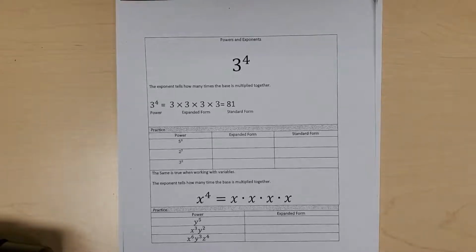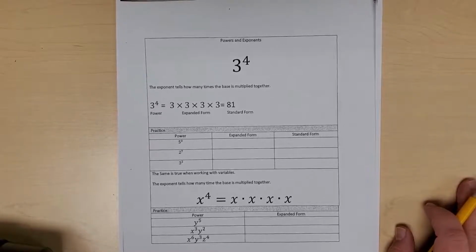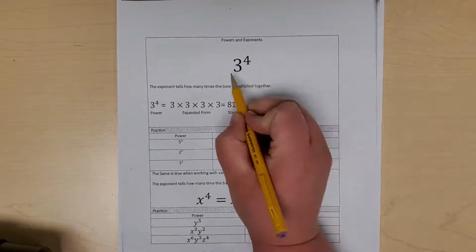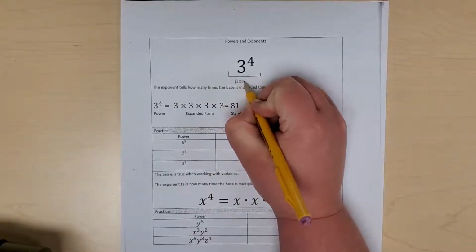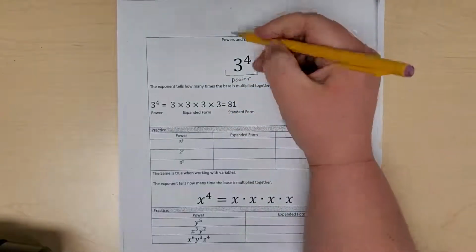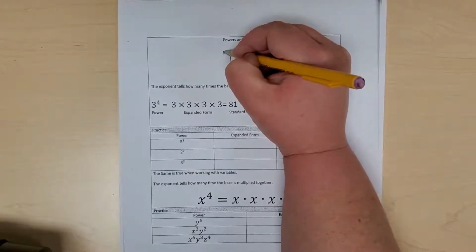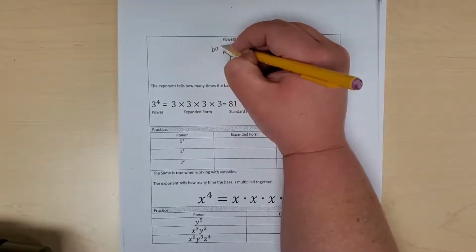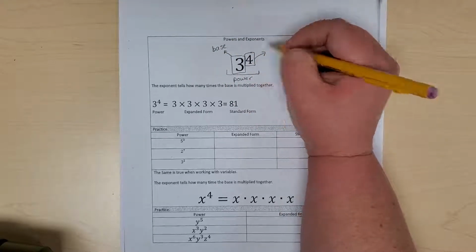Hey guys, in this video we are going to start talking about powers and exponents. So at the top of page 62, you should see a power here. This whole thing is called a power. 3 to the 4th is broken up into two parts. The 3 is what we call a base. And the 4 is called an exponent.